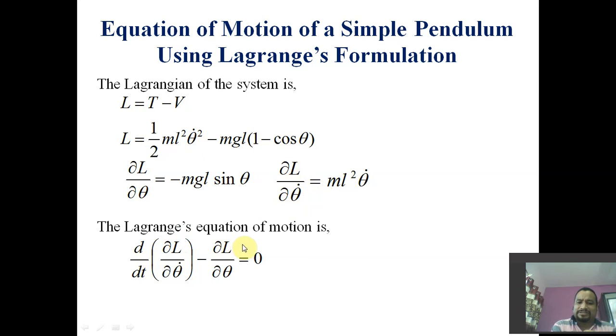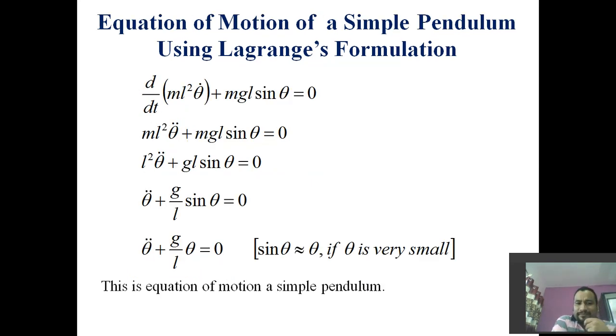Then the Lagrange's equation of motion for the theta coordinate is d/dt (∂L/∂θ̇) minus ∂L/∂θ is equal to 0. The general form of Lagrange's equation of motion is d/dt (∂L/∂q̇j) minus ∂L/∂qj equal to 0, where qj is the generalized coordinate. Here the generalized coordinate is theta, that is, the degree of freedom is theta.